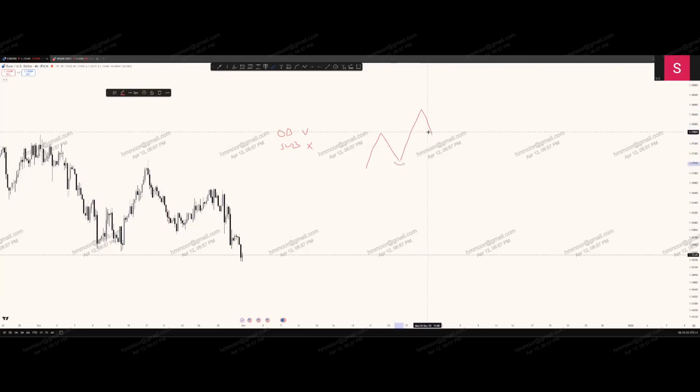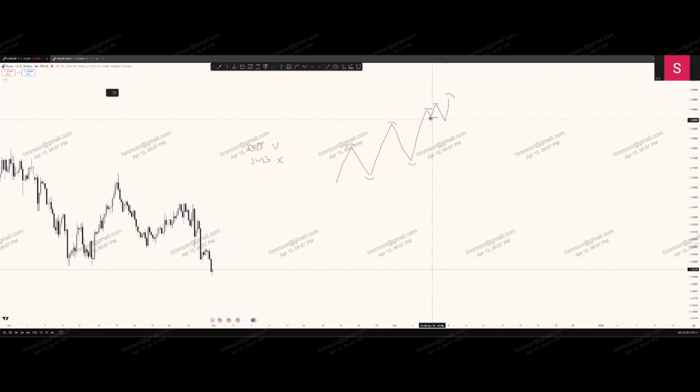So let's say this is the subjective structure and this is objective structure, right? Here. This would be objective, or maybe even higher. So for example, objective structure is giving us a fake break of structure towards the downside. What does this mean for us?